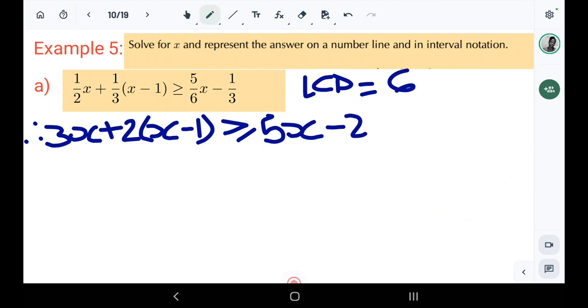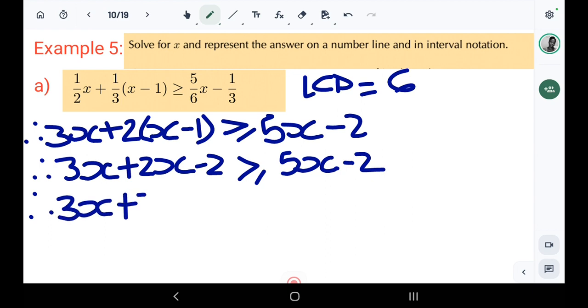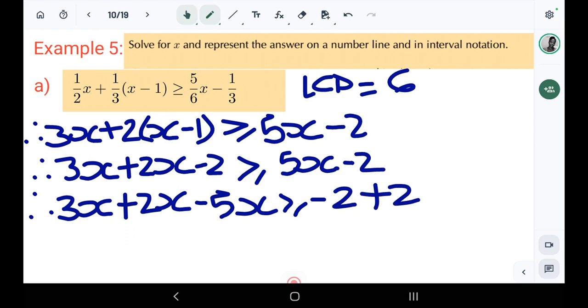Now, therefore, like you would in an equation, you now expand whatever needs to be expanded. So 3x plus 2x minus 2 is greater than or equal to 5x minus 2. And now you take all x's to the left hand side and all numbers to the right hand side. So that's minus 5x greater than or equal to minus 2 plus 2 from the left hand side. There. And now you add like terms.